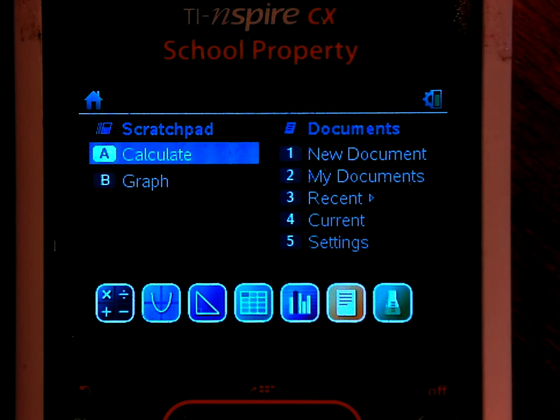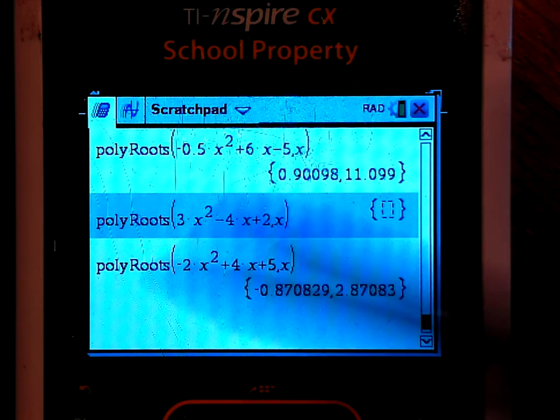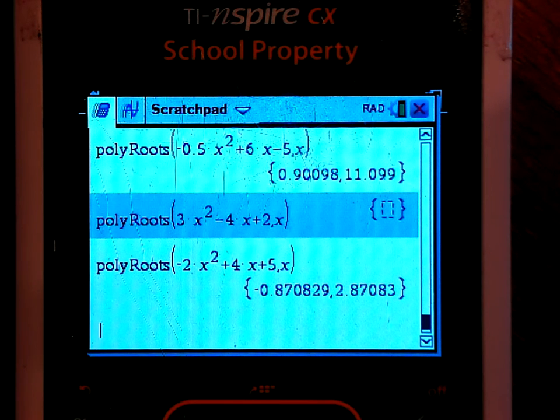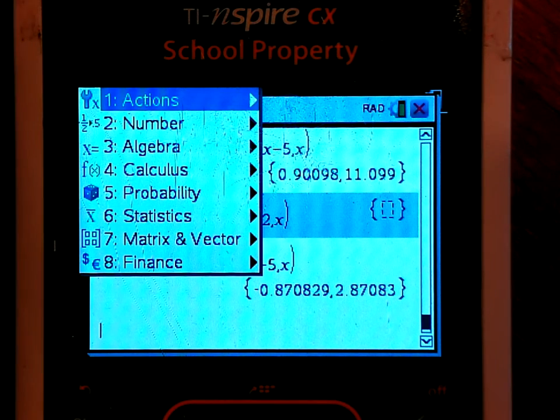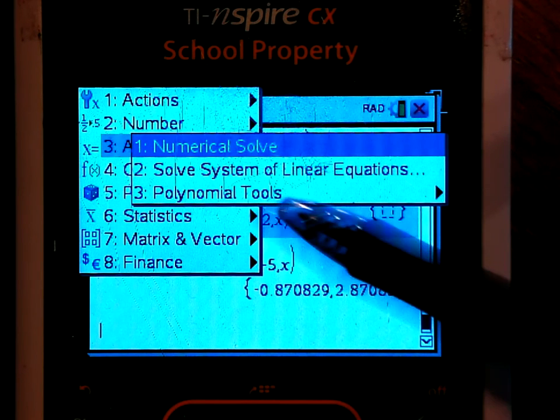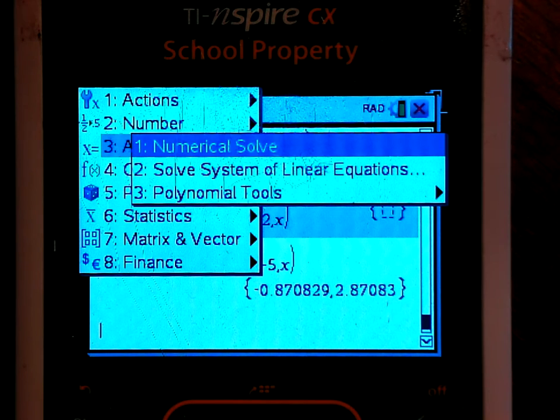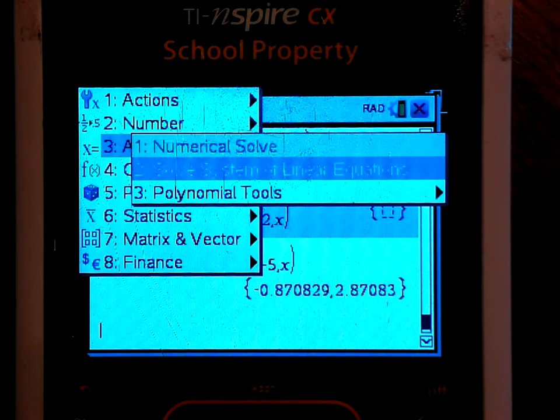Now we're going to use calculate for this, and it's going to take us to this screen, and you can see I've been using the polyrules solver quite often. So what we're going to do is we're going to hit menu. And I always tell my students to use mostly what class are we in? Well, we're in algebra, so that's probably what we're going to use. Okay, and then you'll notice right here the third option is polynomial tools. Polynomial tools, and since we're trying to solve quadratics, which are polynomials, that's probably the one I'm going to use.